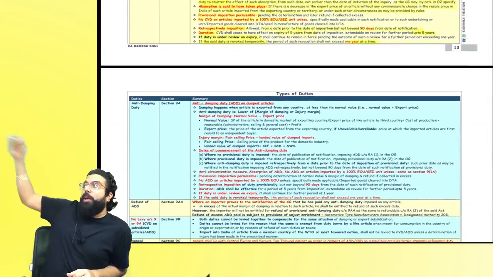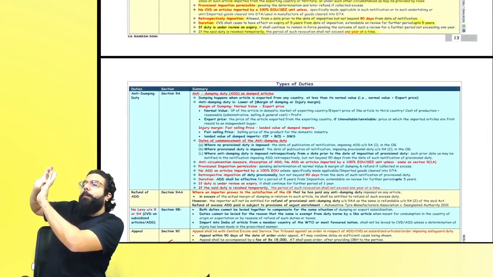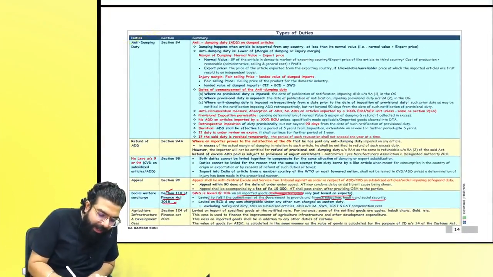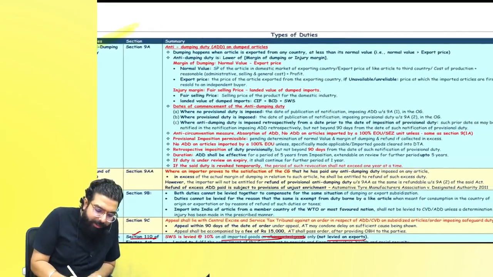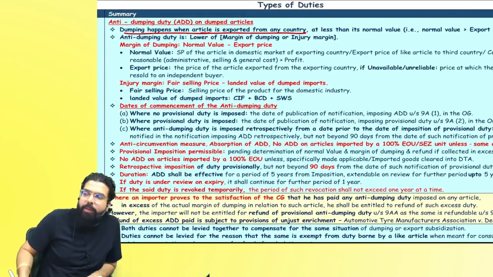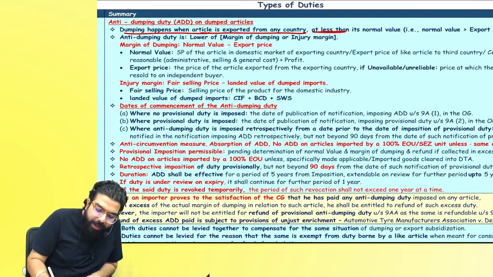You dump the goods into India, we will go ahead and protect our domestic industries by charging anti-dumping duty. Always remember one thing, section number 9(a) says anti-dumping duty. Dumping happens when an article is exported from any country at a price lesser than its normal value. Normal value is supposedly 100 and you exported at 50. What is the margin of dumping? 50 rupees is dumping. Sir, how do we calculate dumping?